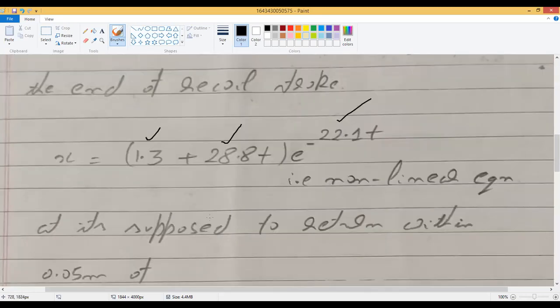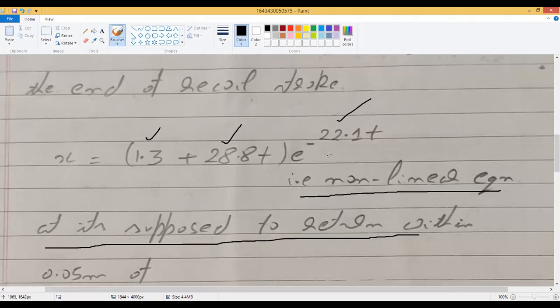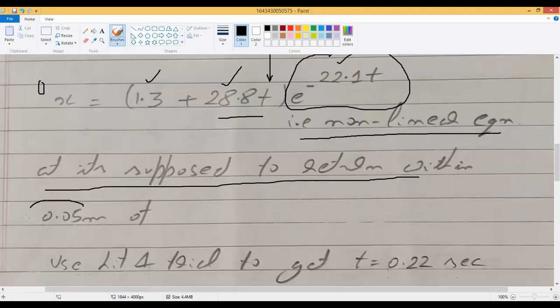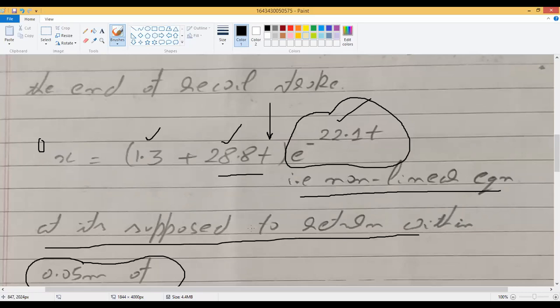And this particular equation actually is a non-linear equation. It is not a linear equation because there happens to be an exponential term over here, and on top of that, it has been multiplied by the presence of time in this term also. So this equation happens to be a nonlinear equation, and the value of x is supposed to be 0.05, which has been supplied in the problem. So the question is how this particular nonlinear equation is going to be solved. This has to be solved in a hit and trial manner.